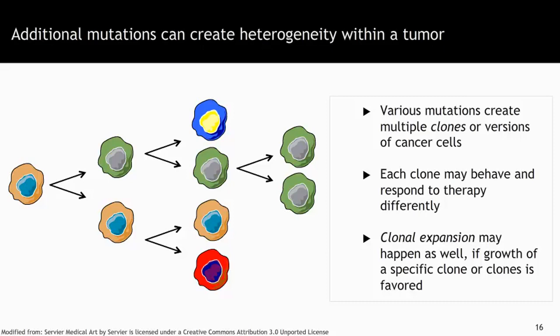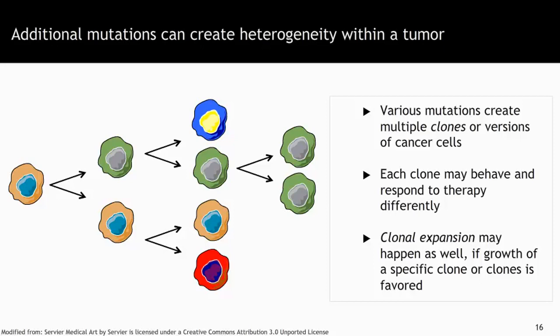Also, clonal expansion may happen, meaning that a particular clone may gain certain genetic characteristics that allow it to outgrow other clones and become the dominant cell type in that tumor. This can also happen after a cancer patient is treated with chemotherapy, which kills off many of the other clones but leaves some alive, and the ones that survive can grow out after the treatment is over.